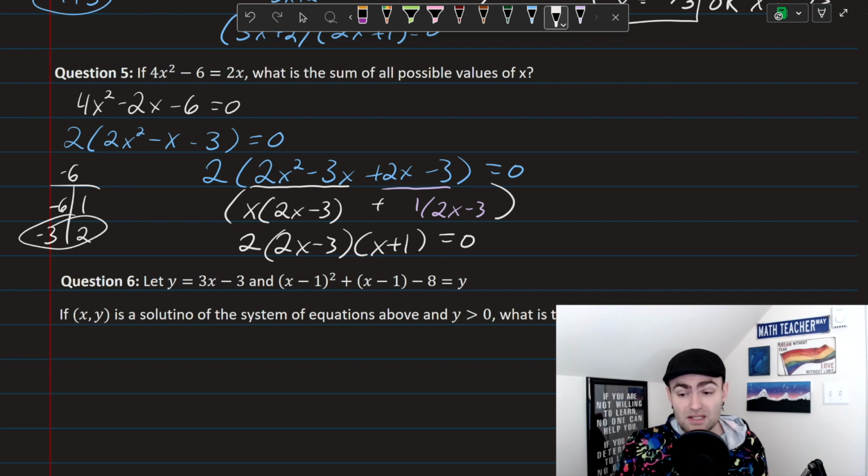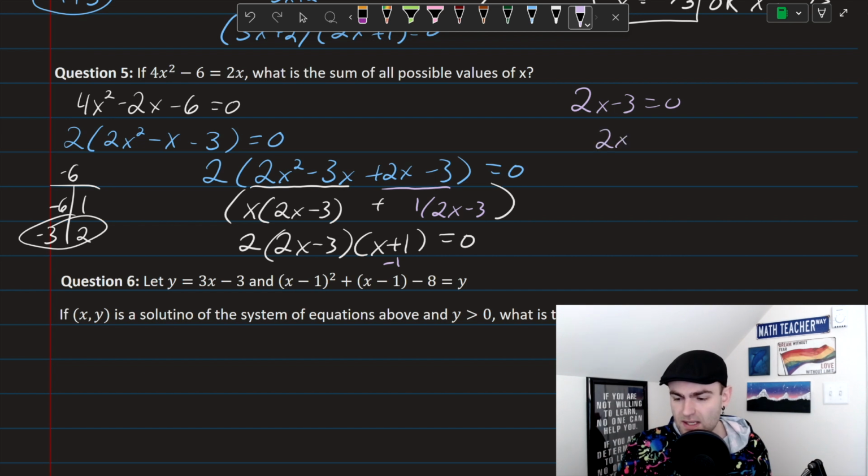Now, we still need to solve this. This one here is quite easy. The answer to this one would be negative 1, right? This one, not as easy. I can rewrite it over here. 2x minus 3 is equal to 0. We're going to add 3 to both sides. So 2x is equal to 3. Divide by 2, x is equal to 3 halves.